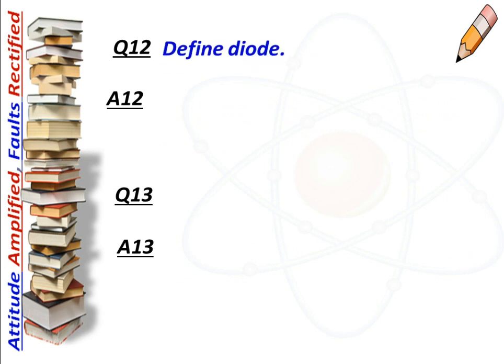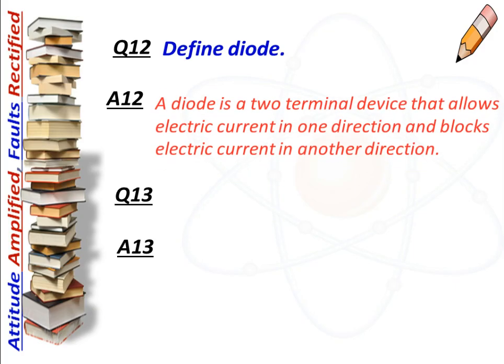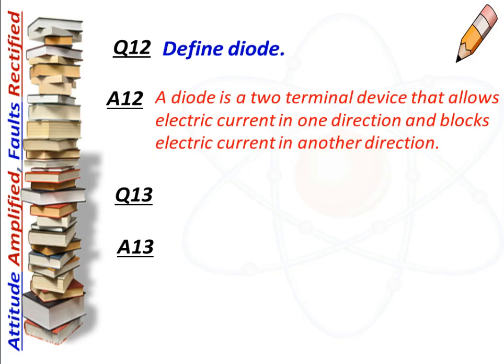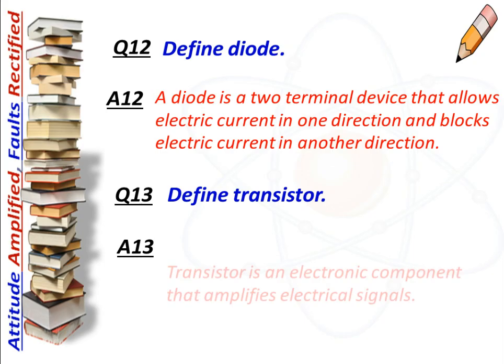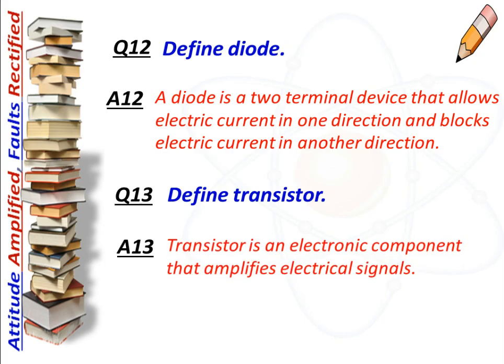Define diode. The answer is, a diode is a two-terminal device that allows electric current in one direction and blocks electric current in the other direction. The next question is, define transistor. And the answer is, a transistor is an electronic component that amplifies electrical signals.